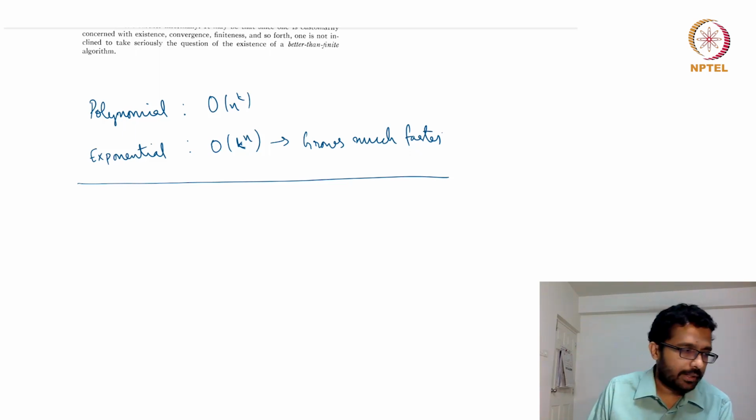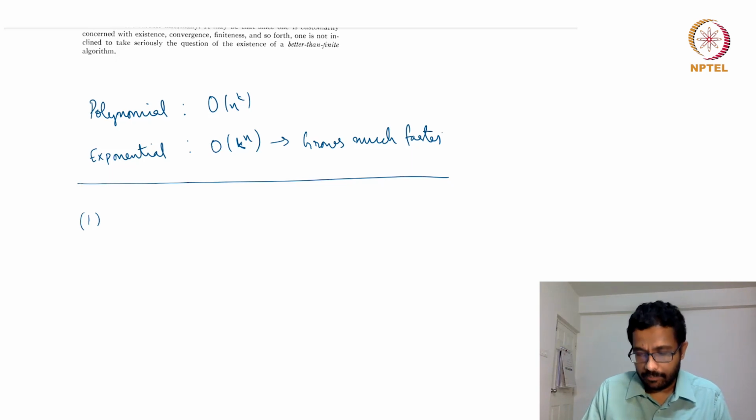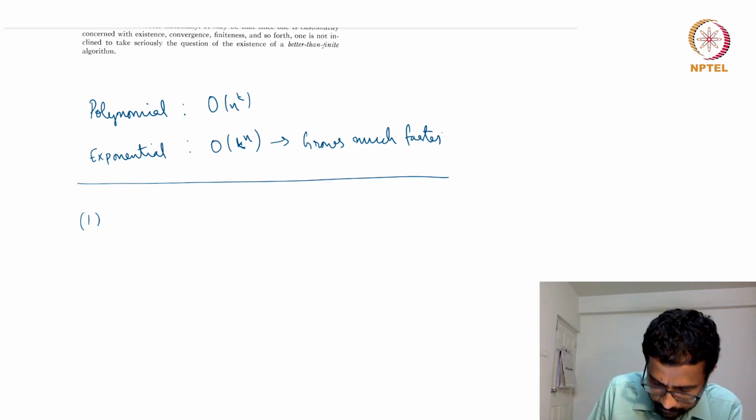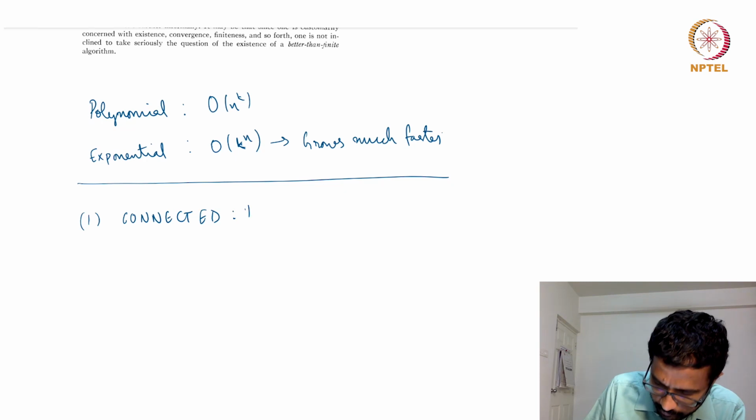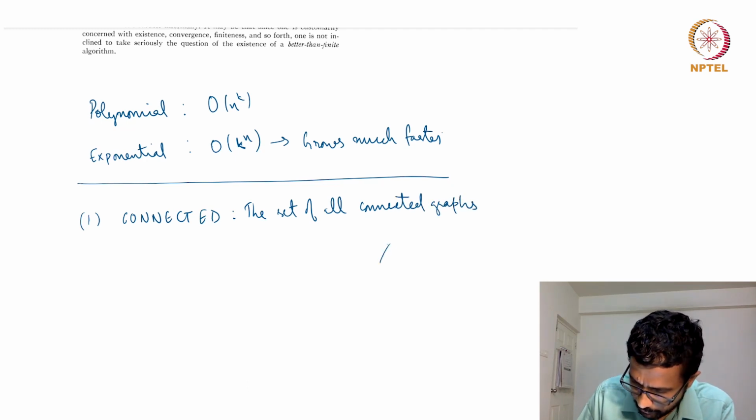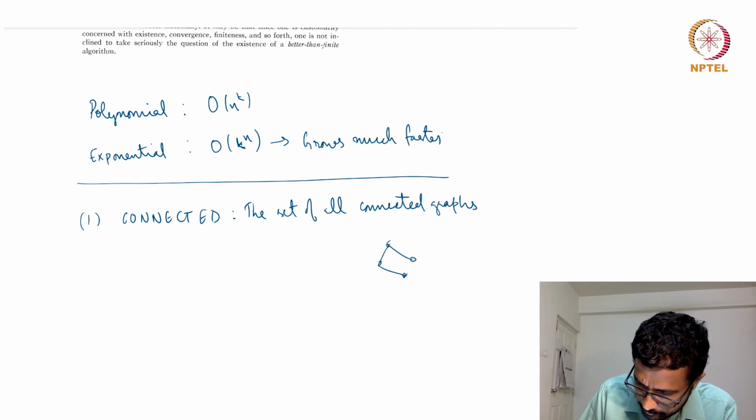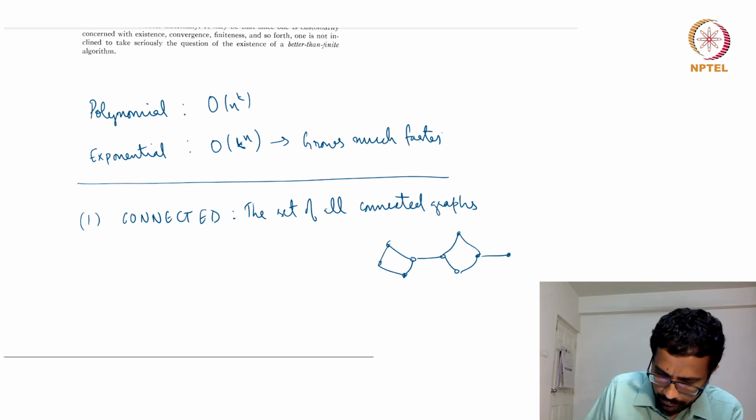of polynomial time algorithms or polynomial time problems in P. So one is connected, the set of all connected graphs. So you could have a graph like this, right? Or you could have a graph like this.